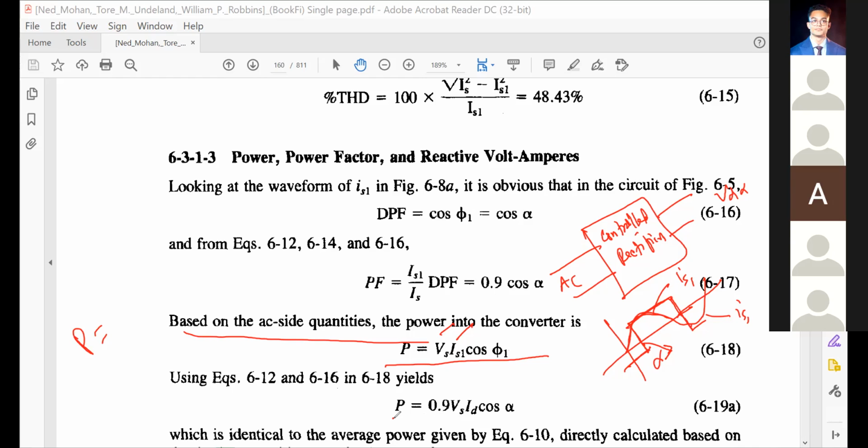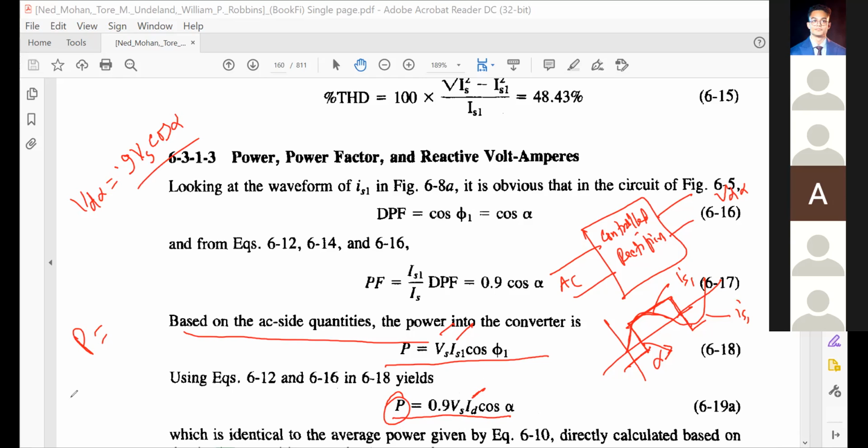Output power will be what? What will be the output voltage VD alpha? Tell me quickly. 0.9 VS cosine alpha. Good. And then if you write down the output power, you have to multiply it by ID, because this is the constant, and we are getting this.